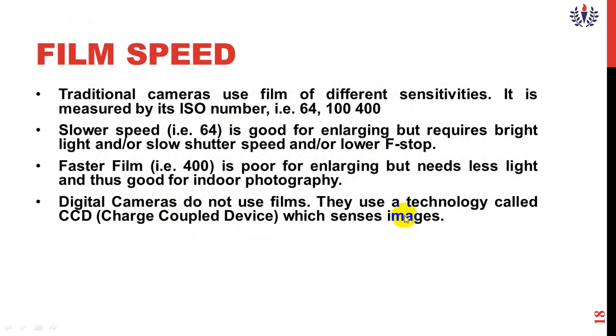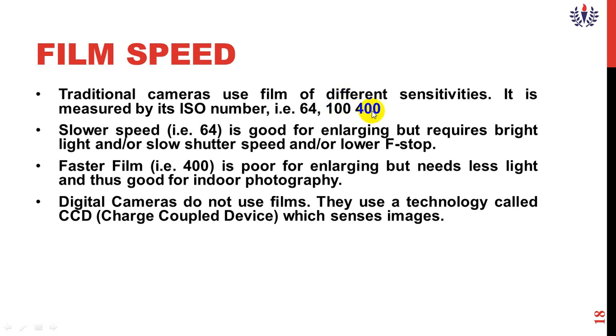Okay, and the third one is film speed. Film speed is the main parameter, which we call sensitivity. If you are reducing the film speed, that is 64, it is good for enlarging but requires bright light, and requires a lower shutter speed. Lower shutter speed means lower f-stop. And when you are increasing the film speed, from 64 to 100 to 400, these are the speed numbers fixed by ISO for any camera.